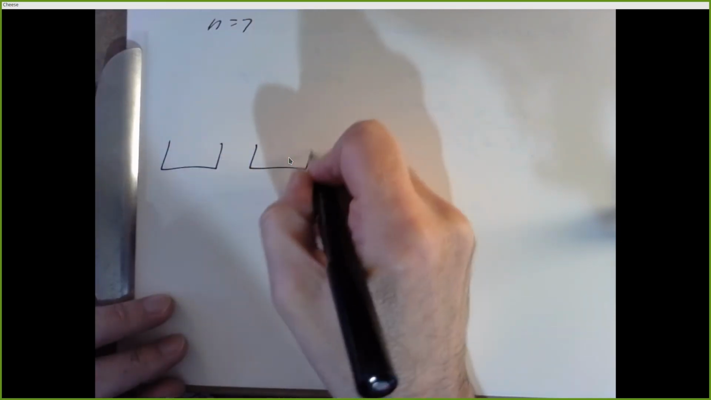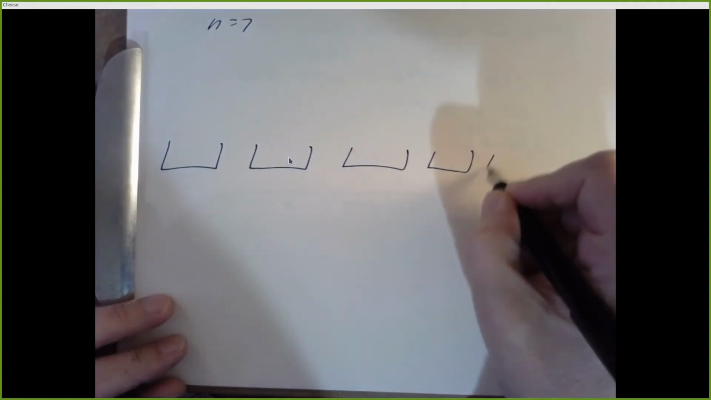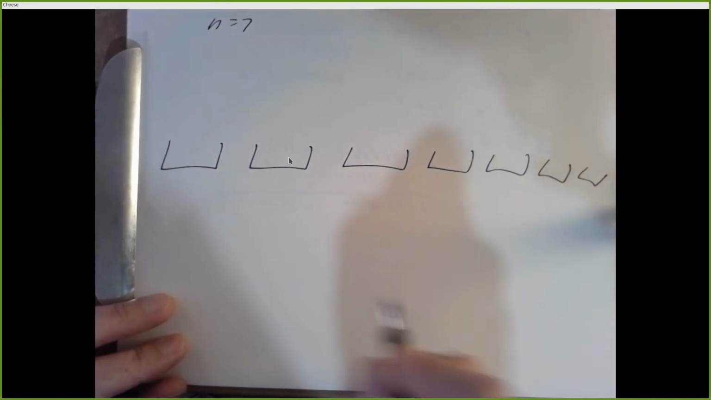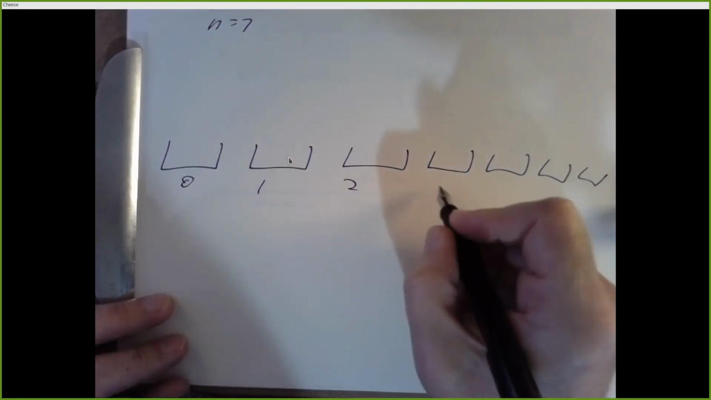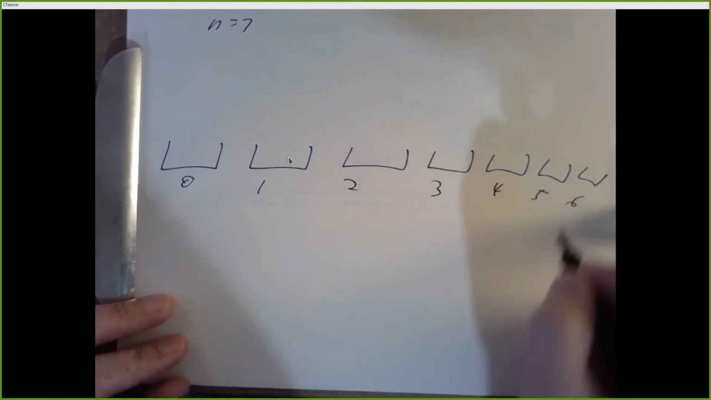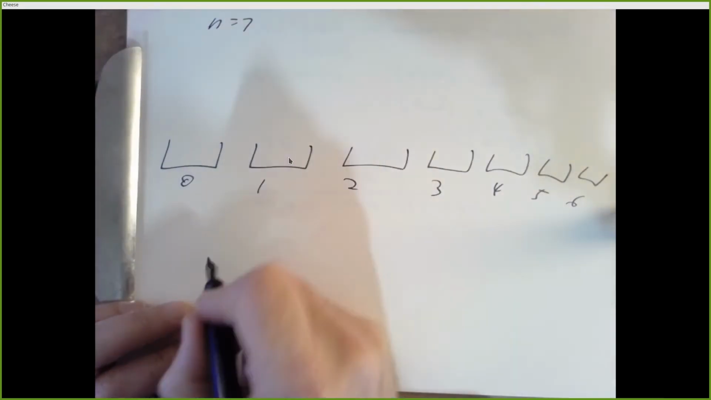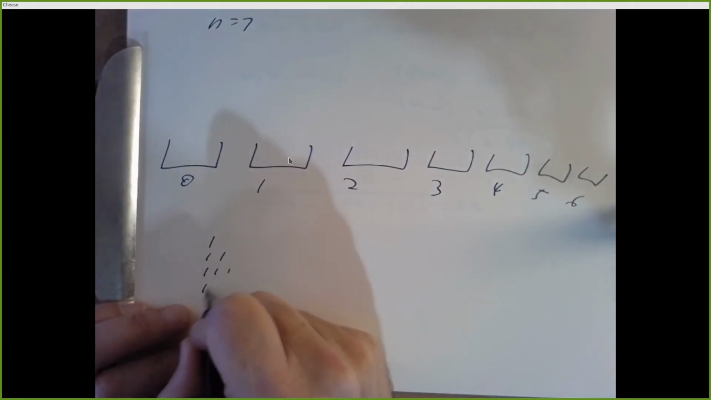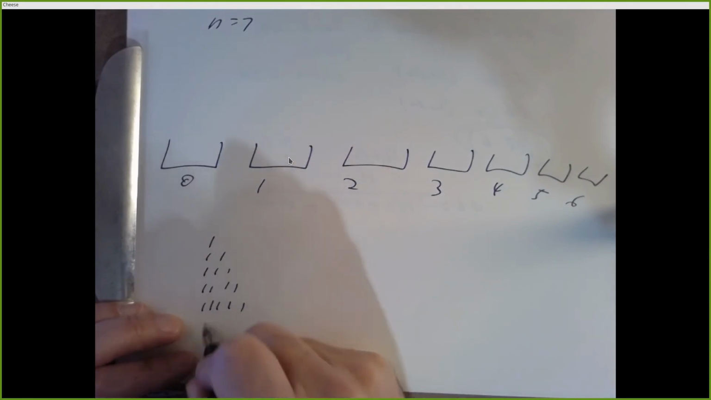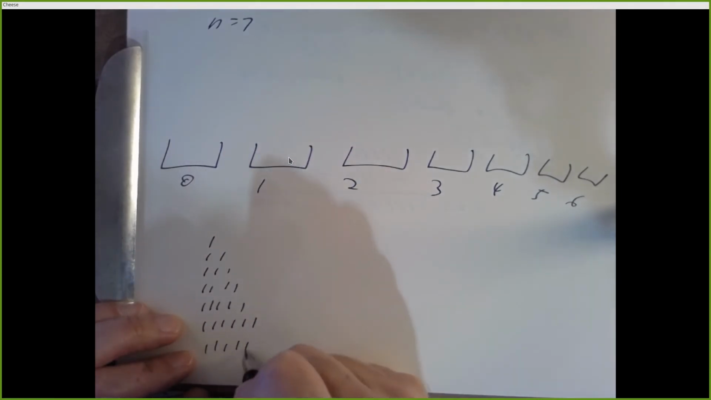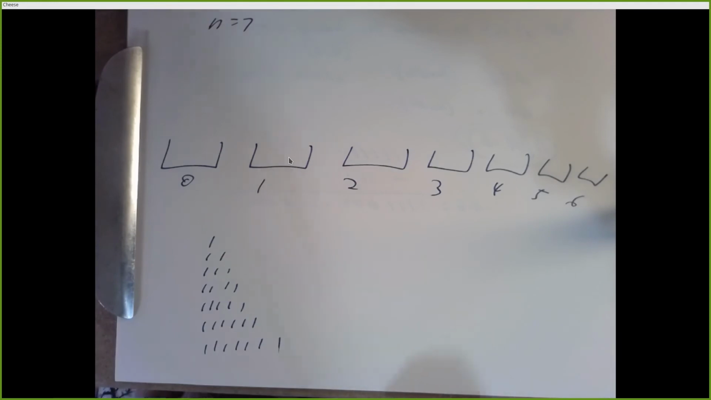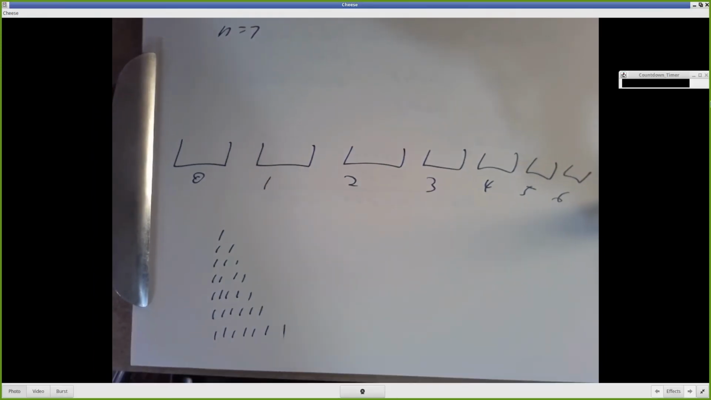N equals 7. So I'm going to write my 7 modulo classes. And I'm going to take the following numbers. And I'm going to try to find what each of those is congruent to modulo 7.